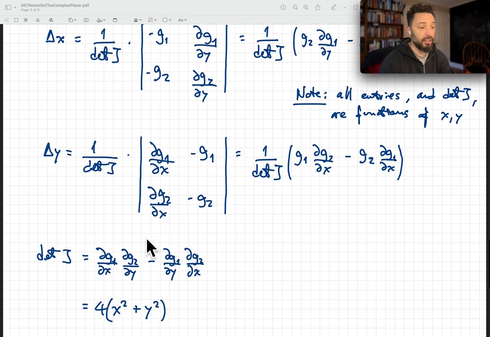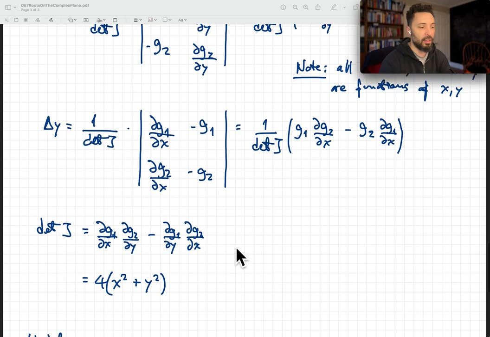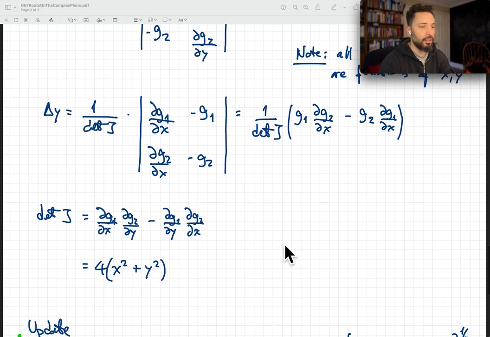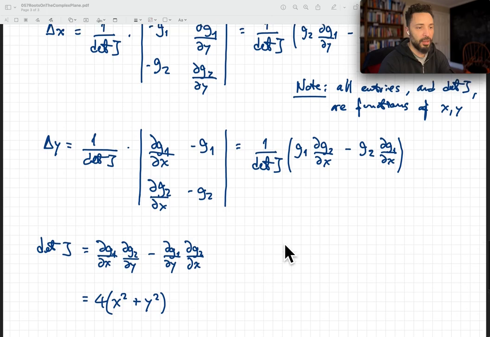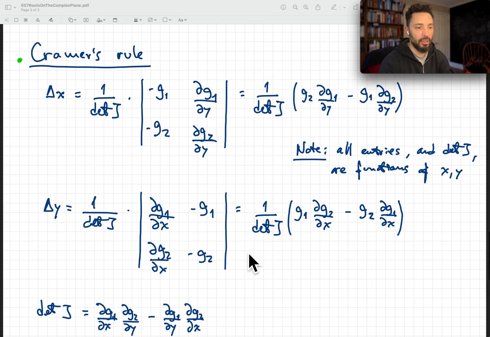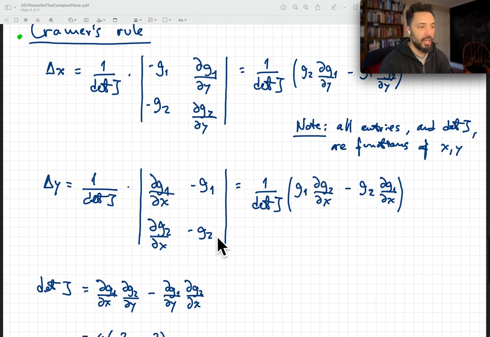The determinant of J itself takes this form, which for the particular function that we wrote, z squared minus i, takes this form. This is the determinant for x squared plus y squared. Unless I made a mistake, I think this is correct. And so if that's all true, then these formulas will allow you to calculate delta x and delta y. Keep in mind, all of these, including the determinant of J, are functions of x and y. So you're going to need to reevaluate this every time you update your point.